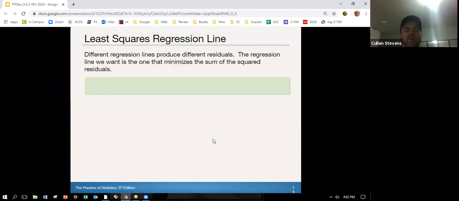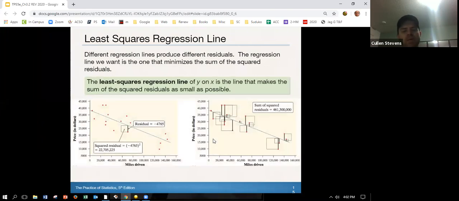So we have a least squared regression line. The different regression lines produce different residuals. With the regression line, we want one that minimizes the sum of the squared residuals. So kind of the idea here of a regression line, we have what's called a least squared regression line.